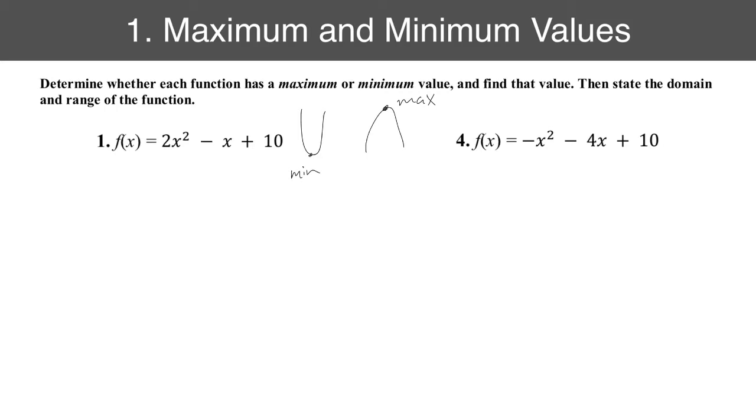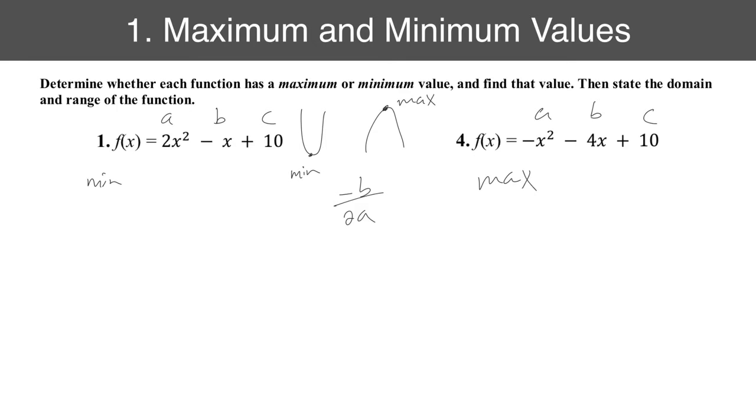So we already know number 1 is going to have a minimum, and we already know number 4 is going to have a maximum because of that. All right, next, to actually find the max or min, we have to find the x value of the vertex first. To find that we use this equation, -b over 2a. Remember, in a quadratic, your first one is a, your second part is b, and your final part is c. Same thing over here for number 4.